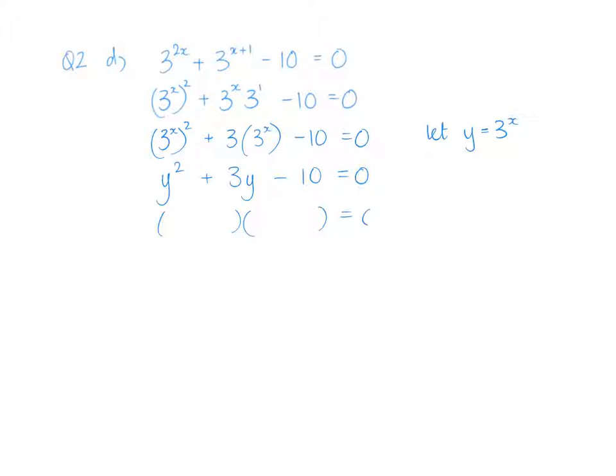Factorise it. I think it's going to have to be 5 and 2, plus a 5 minus a 2. So y is equal to 2 and y is equal to minus 5. Y was 3 to the x. So we can see again from the second one, there's no solutions to that one because we've got a negative value, so no solutions to that one.